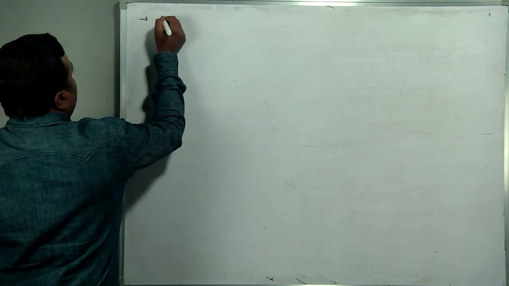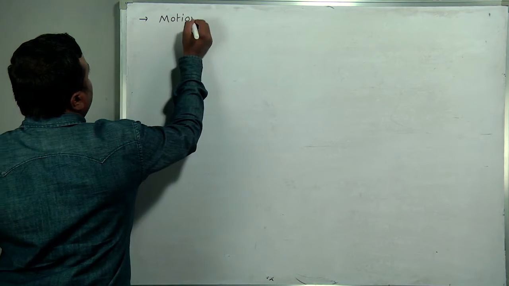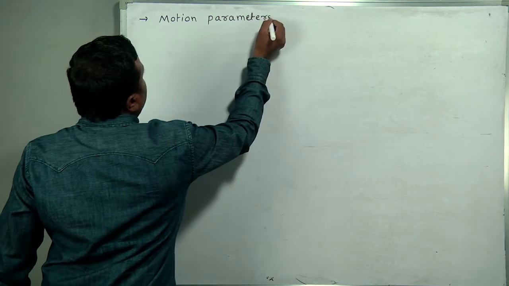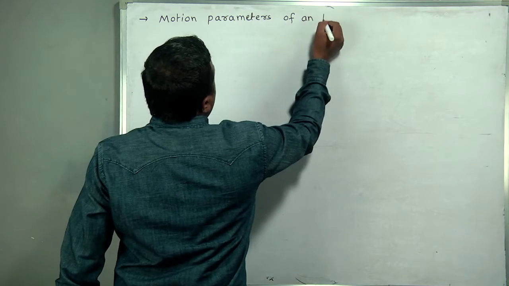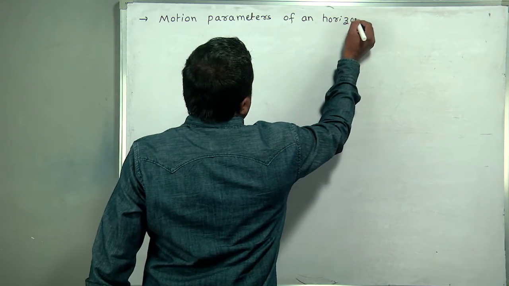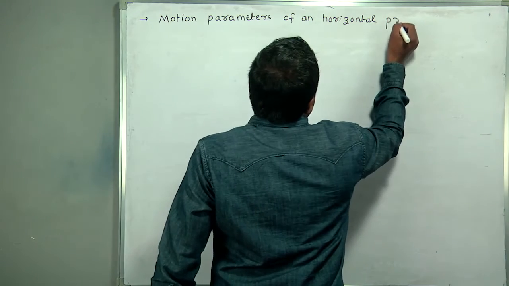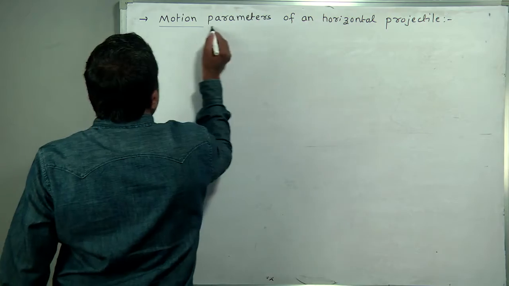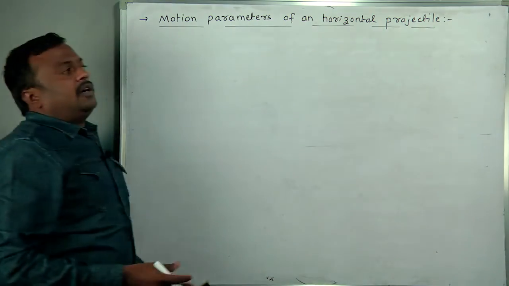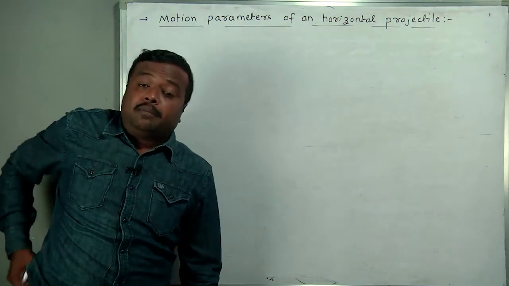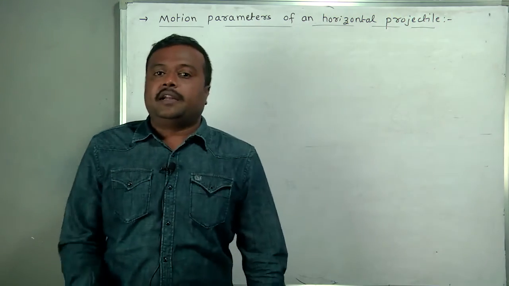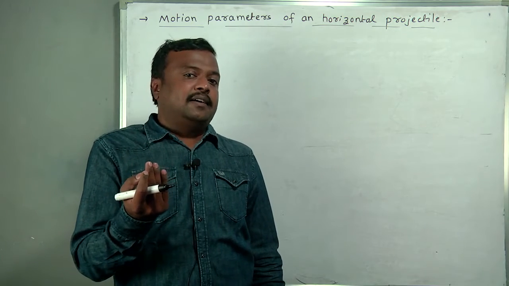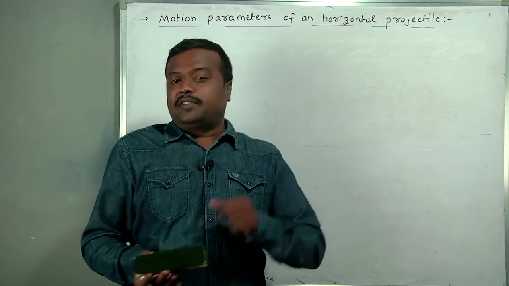Next one you see, motion parameters of a horizontal projectile. So what are the motion parameters? Motion parameters related to oblique projectile, what we derived? Time of ascent, time of descent, time of flight, maximum height, horizontal range, such words we derived.